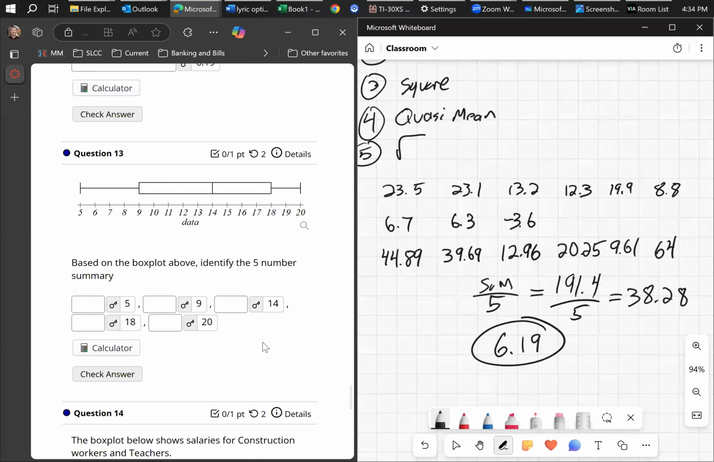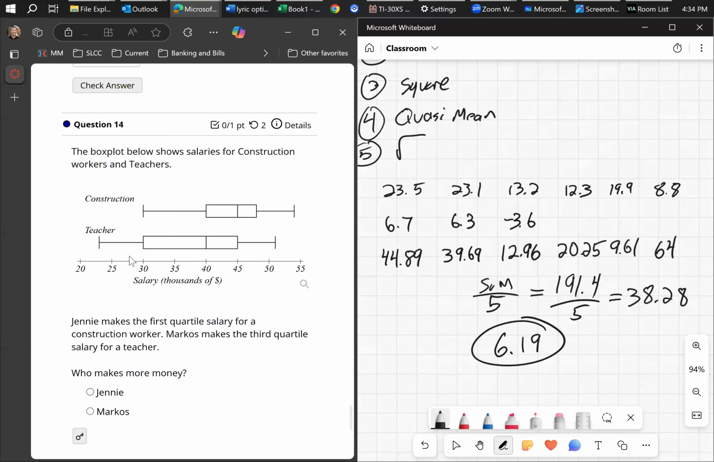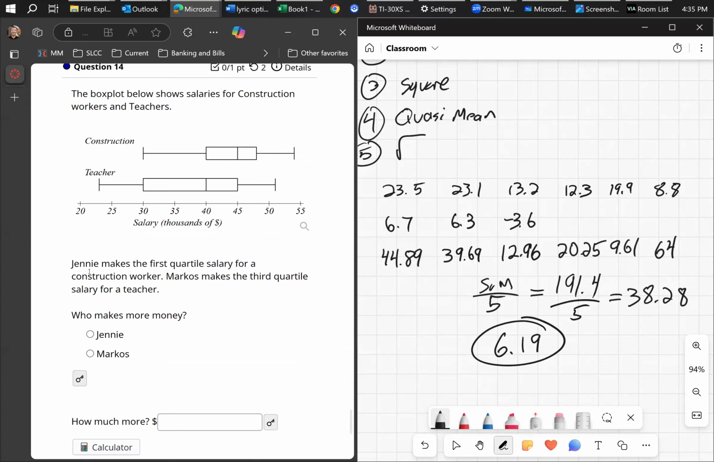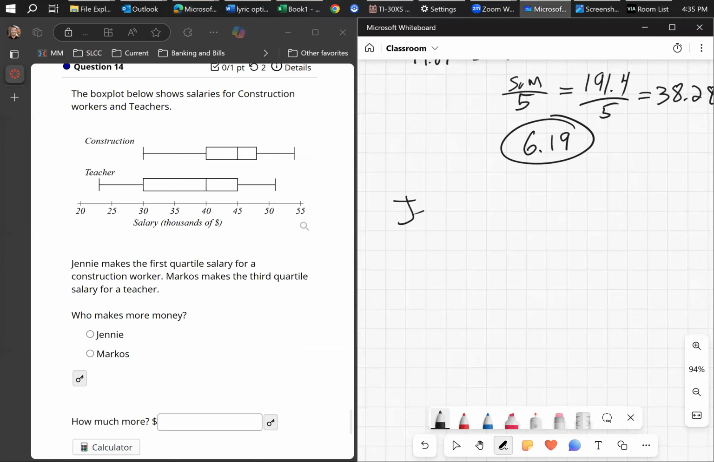Using box plots, you can compare between 2 different populations. So here we have Jenny makes the first quartile salary for a construction worker. So if we go to the construction worker, this first line is minimum. The next one is Q1. This is the first quartile. We go down and we see $40,000. So we see Jenny, $40,000.